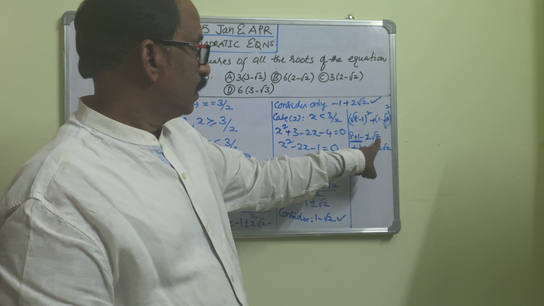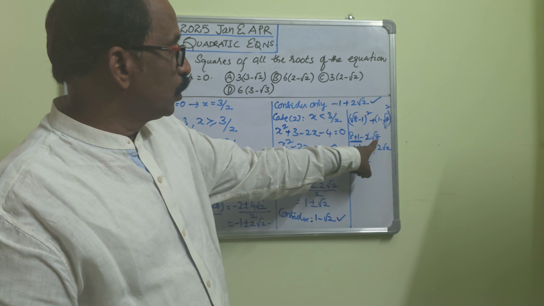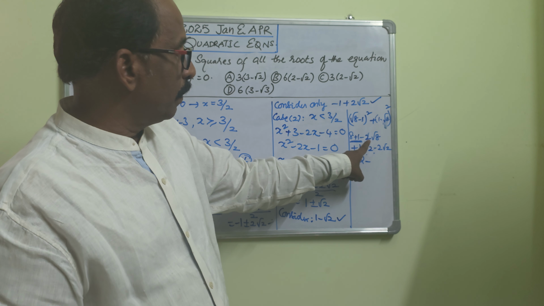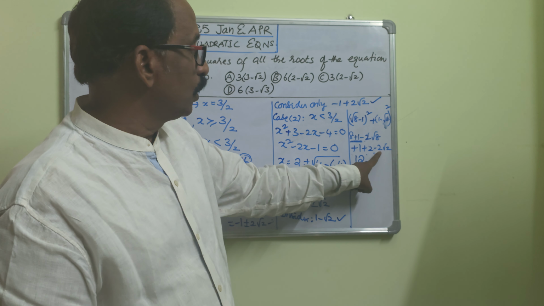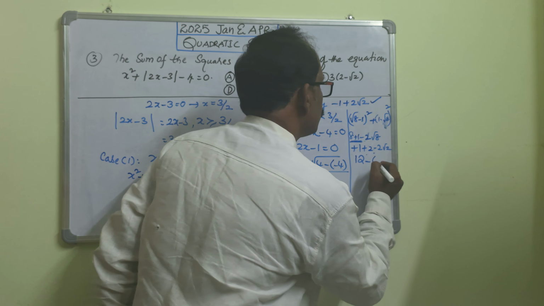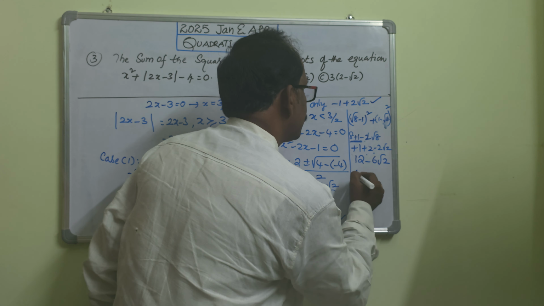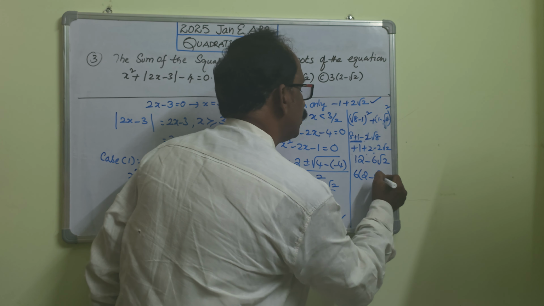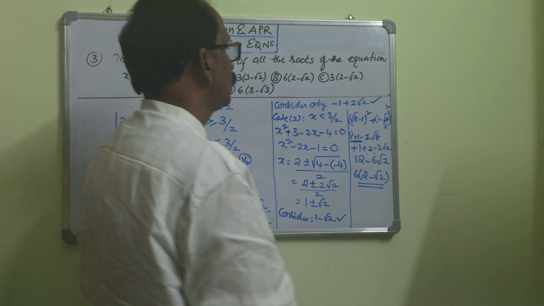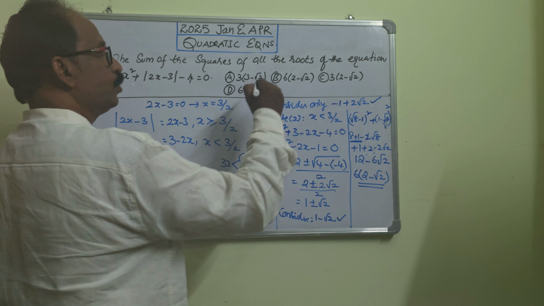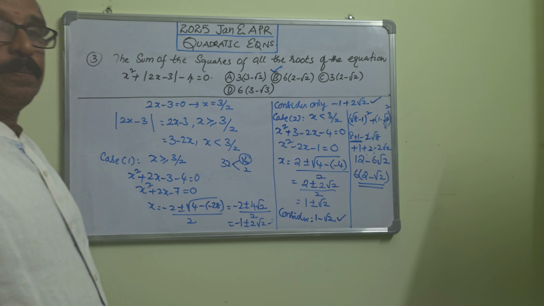Now 2 root 2 means minus 4 root 2 minus 2 root 2, that is 6 root 2. Okay, now here you can take 6 common, then you get 2 minus root 2. So 6 into 2 minus root 2, that is option B, which is correct.